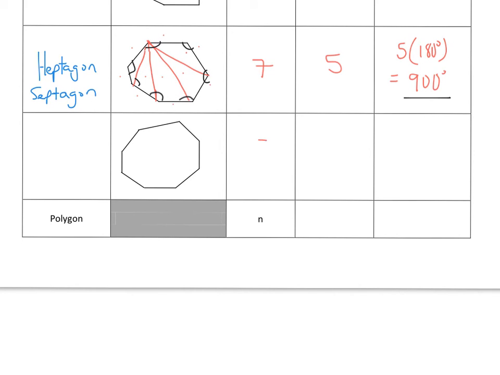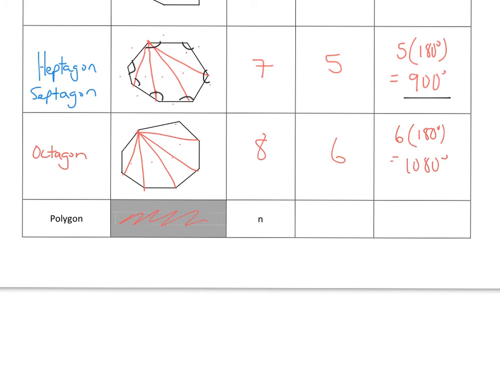All right, next one. You should have had that there were 8 sides to it. If you pick a corner, you're going to have 6 triangles. 1, 2, 3, 4, 5, 6. So you're going to have 6 groups of 180 degrees, which is equal to 1,080 degrees. And 8 sides is called an octagon.